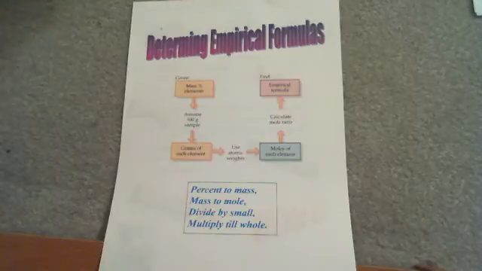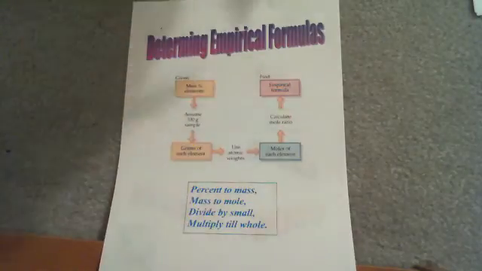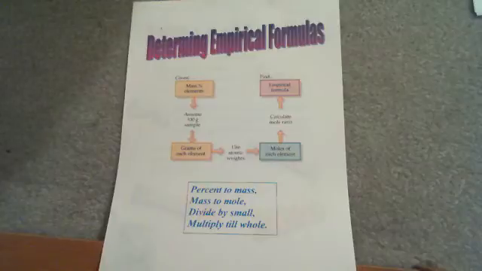The subscript next to each element in the empirical formula is its relative molar ratio. An easy way to remember this process is to use this rhyme. Percent to mass, mass to mole, divide by small, multiply till whole. Divide by small means to divide each mole value by the smallest mole value. The last step, multiply till whole, is only used if the divided number is not whole, meaning it has a decimal place that is not within a tenth of a whole number.